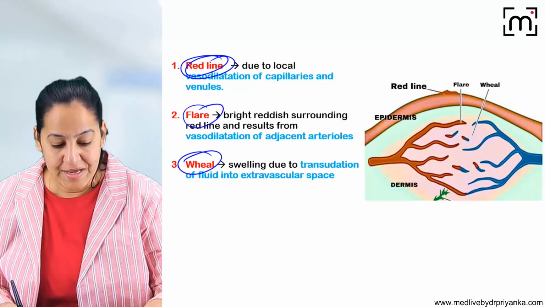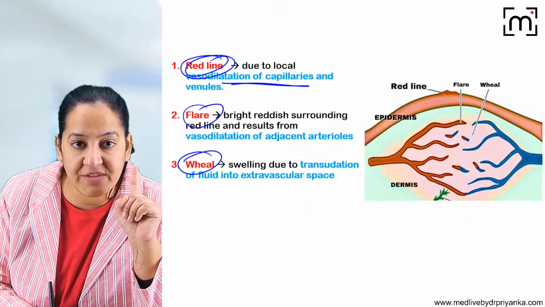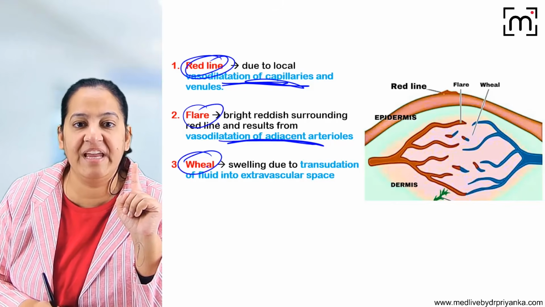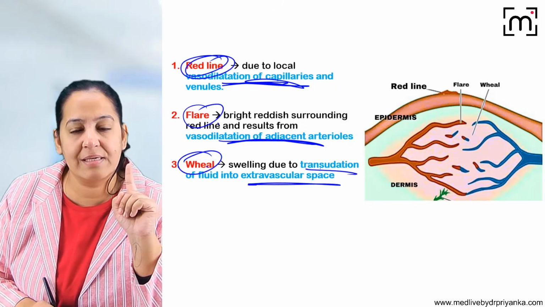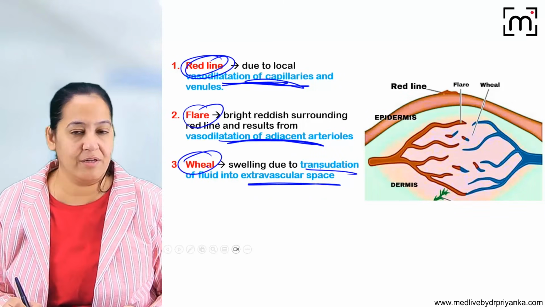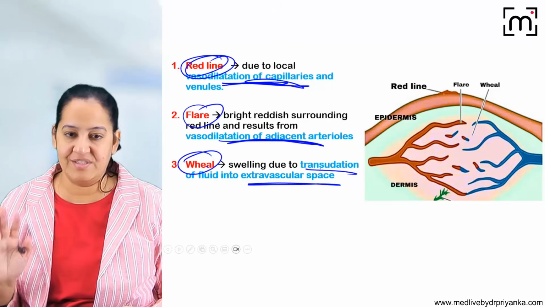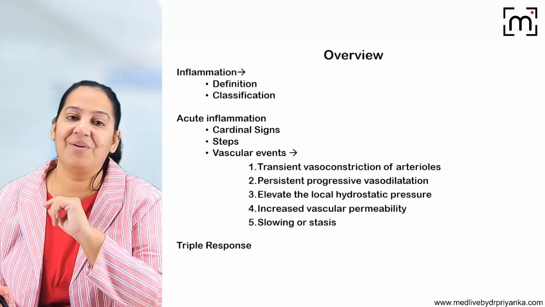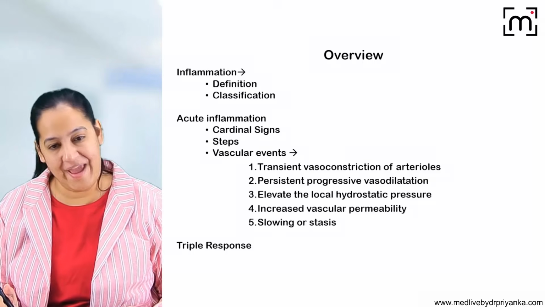So I hope you got it. The red line is due to vasodilatation of the capillary. The flare is due to vasodilatation of the arteriole, and the wheal is due to increased hydrostatic pressure, that is, the transudation of the fluid. The same thing you can see here. So I hope you all got it. We are done with the vascular events of acute inflammation.